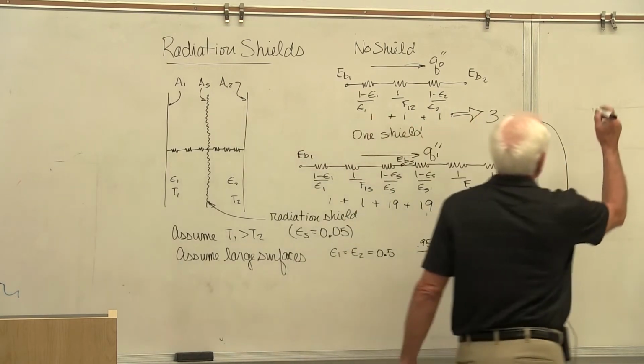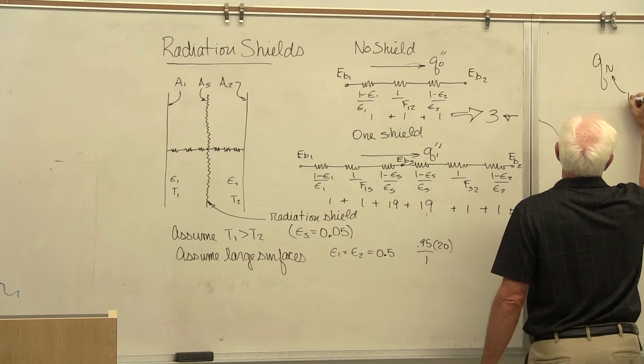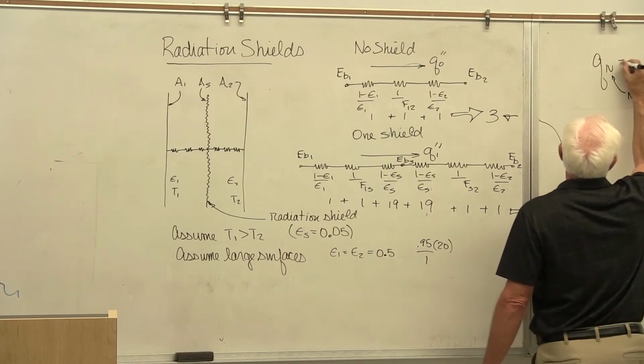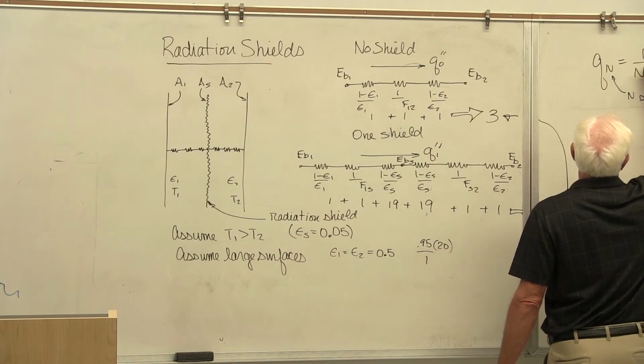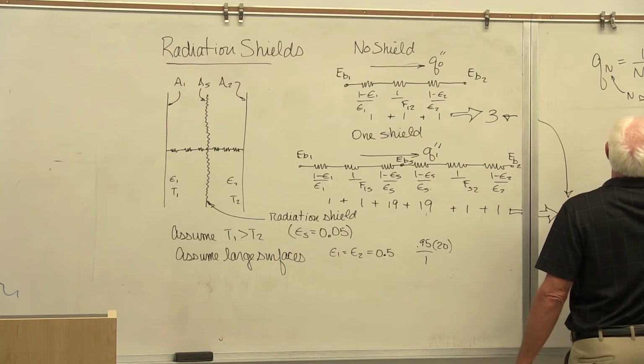Now, what if you had N shields? Q for N shields. You can prove this. It's 1 over N plus 1 times Q with no shields.